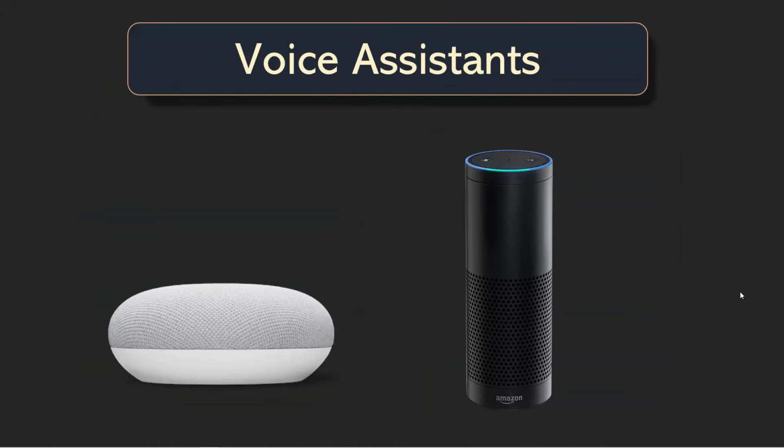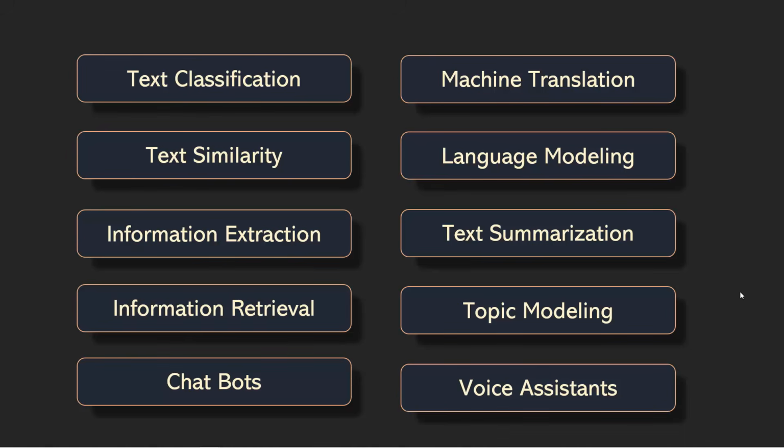Voice assistant is another one. I don't need to say much about it. So just to summarize, we covered 10 different types of NLP tasks. We will do coding and we'll talk about all of these topics in detail in future videos.